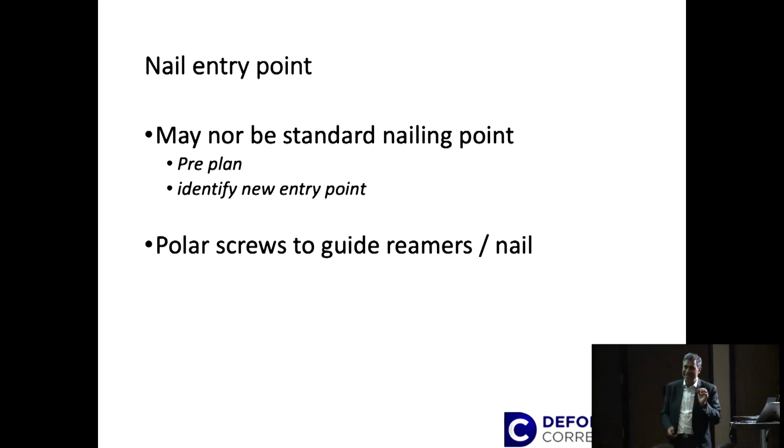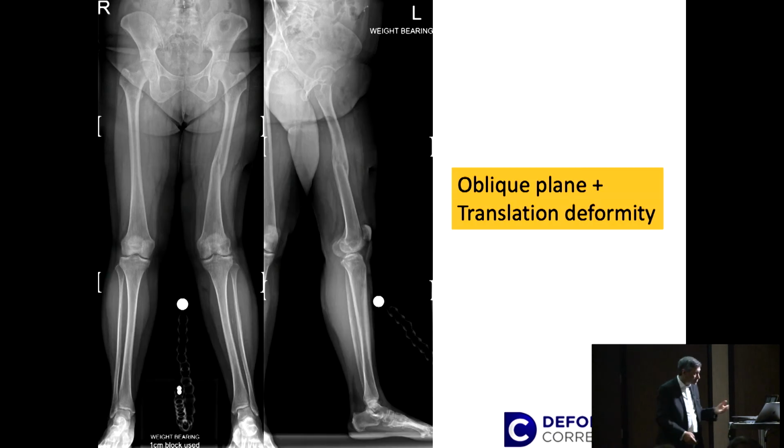The other thing is the nail entry point. So when you correct it, you need to pre-plan it, because when you correct it and translate it, you'll find your nail entry point is not the standard nail entry point. And once you've pre-planned, then you know where you're going to put your polar screws, as Paul has quite elegantly showed you. So your reamer and your guide wires are in the line where you want to do it.